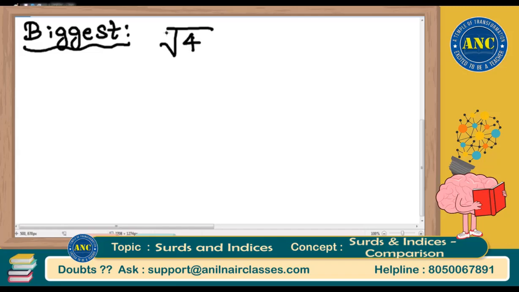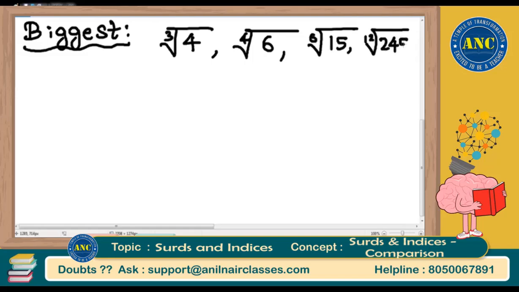Biggest number out of these four: cube root of 4, 4th root of 6, 6th root of 15 and 12th root of 245, right? Same logic. Let us be a little fast. Let us not write again as 1 by 3, 1 by 4, all those things and waste our time in the examination hall also. Can I say that cube root of 4 is 4 power 1 by 3? Don't write it, keep it in your mind. So here it is 3, here it is 4, here it is 6, here it is 12. LCM of 3, 4, 6 and 12 is 12.